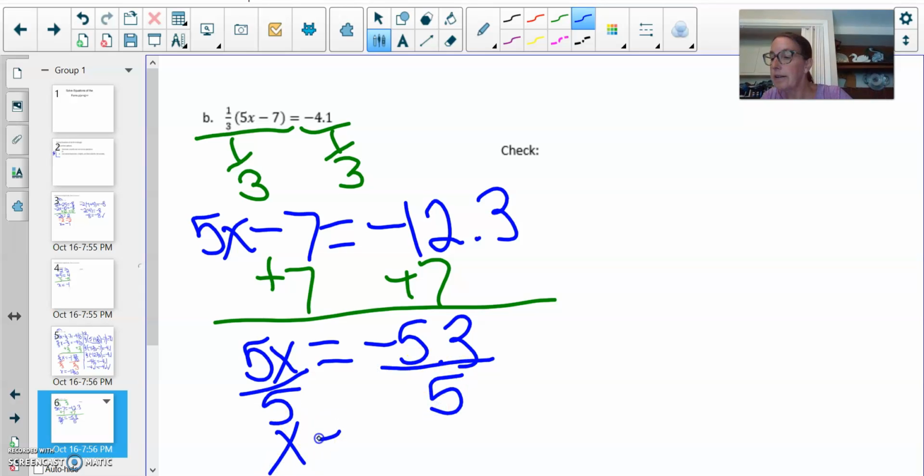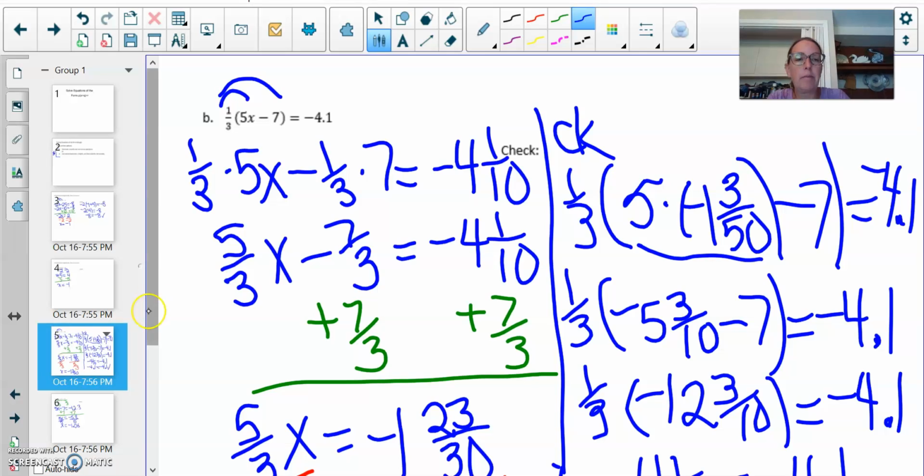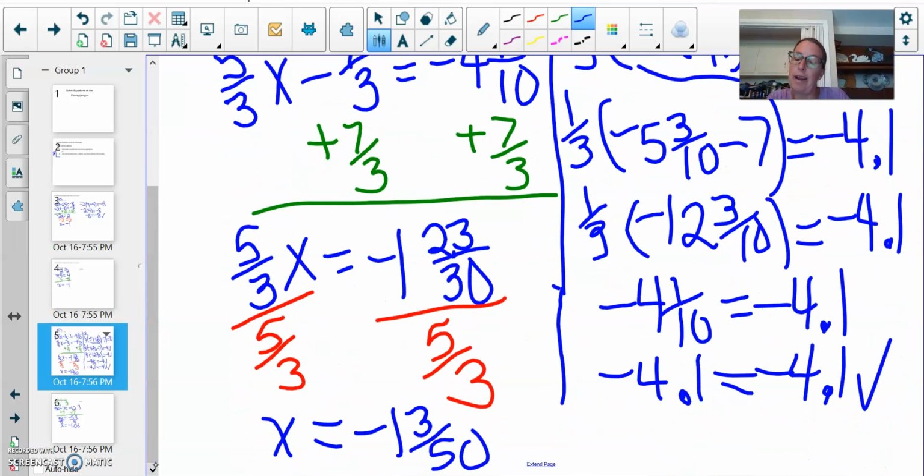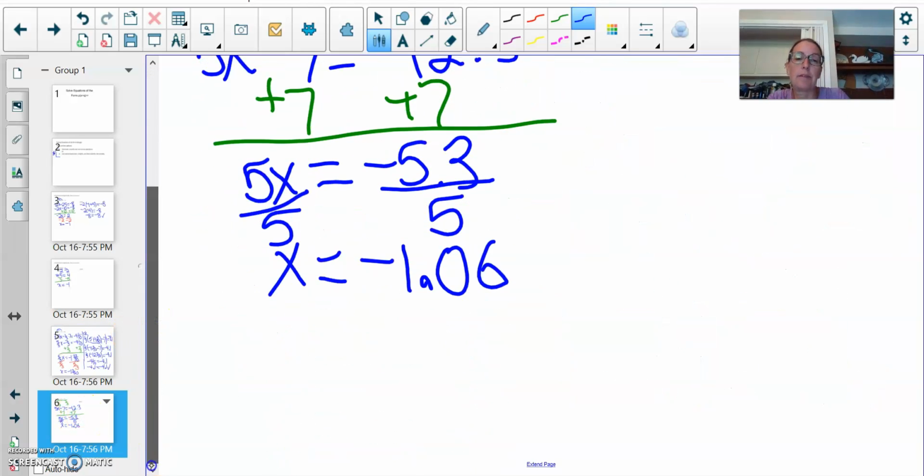I get x equals negative 1 6/100, which looks a little different than what we had before. Before we had it written as a fraction, negative 1 3/50, which is the exact same thing as this decimal. Negative 1 6/100 would reduce to negative 1 3/50.